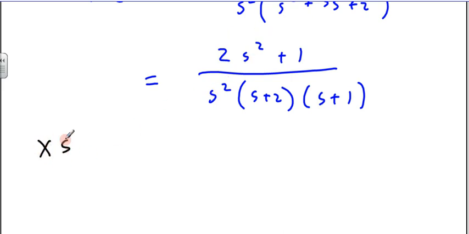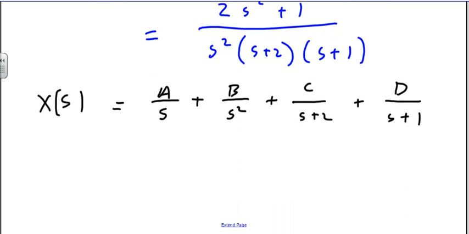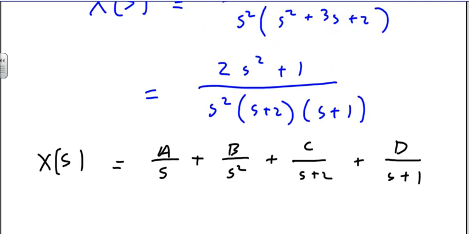So I've got X of s is going to be equal to A over s plus B over s squared plus C over s plus 2 plus D over s plus 1. Okay, so that's what I've got. Isn't that nice? I also have not enough room to write everything down that I have to put down in order to make this thing work. And that's going to be interesting too, so we'll do our best.